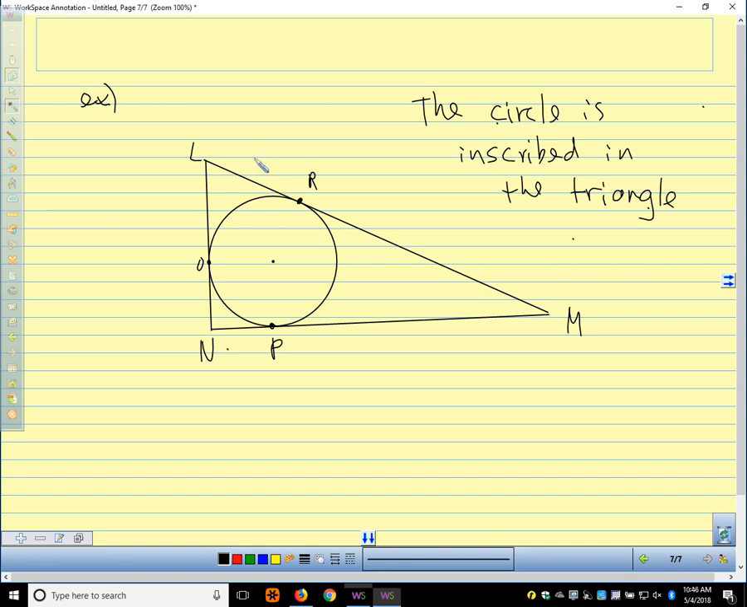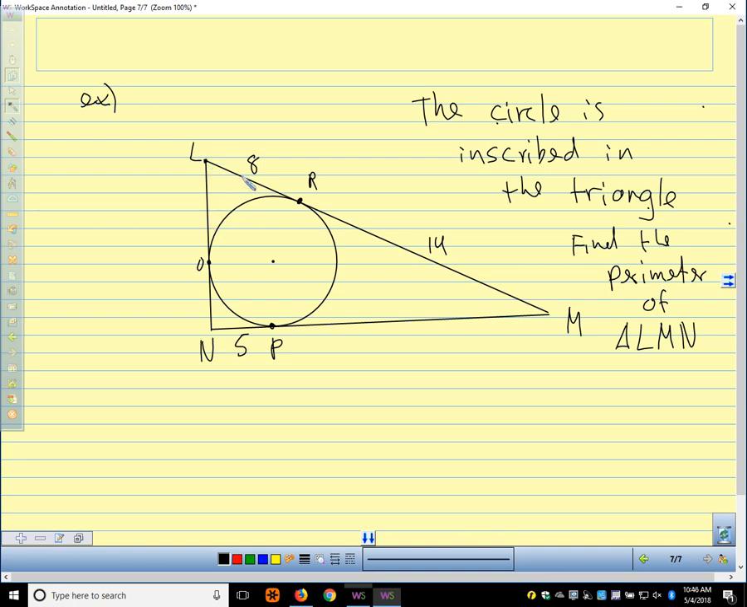All right, I'm going to label some sides. That's 8. That's 14. And this is 5. We want to find the perimeter of triangle LMN. Well, like we just talked about, inscribed means that those points are tangent points. So the triangle is tangent to the circle at each of those points.